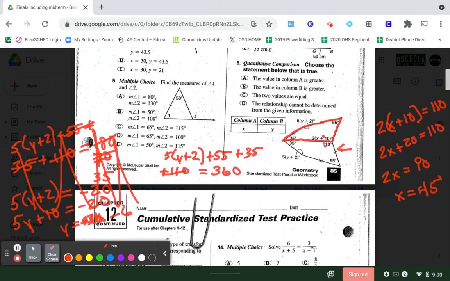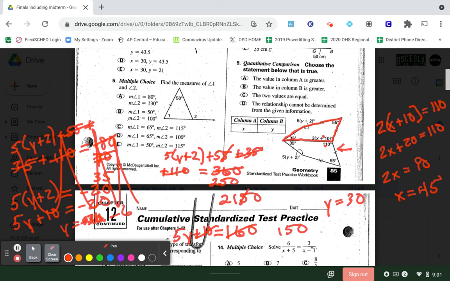So if I subtract the 110 off, now I'm down to 250. If I subtract off the 35, now I'm down to 215. If I subtract off the 5 of the 55, now I'm down to 210. And then 210 minus 50 is 160. So 160 is equal to 5y plus 10. Subtract off the 10, now I'm down to 150. Divide by 5, y is equal to 30.